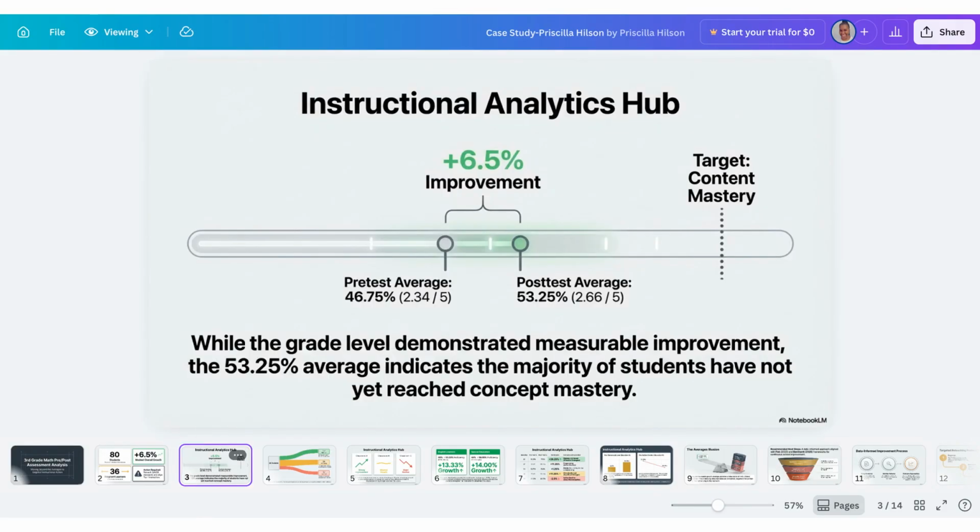In this instructional analytics hub, you see moving from a pre-test average of 46.75% to a post-test average of 53.25%. And although this is measurable improvement, that 53.25% average clearly indicates that the majority of the students have not yet reached concept mastery.